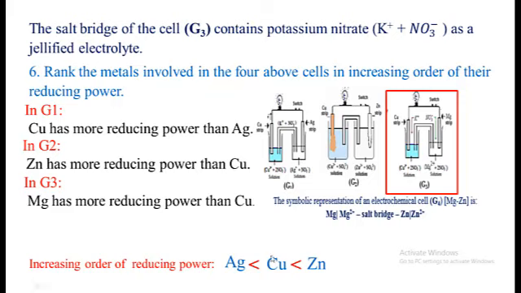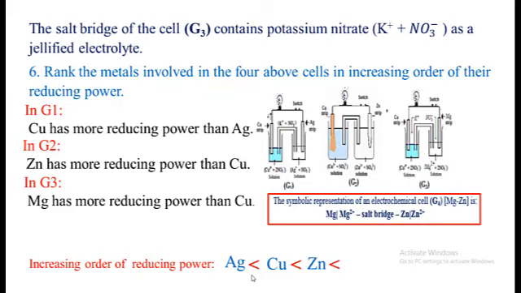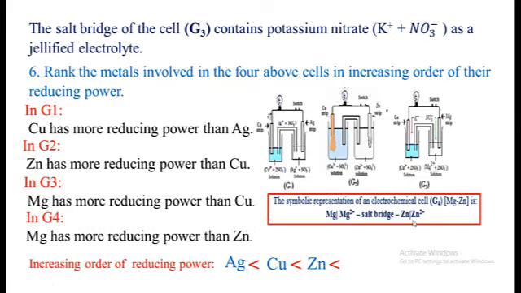We should take into consideration now G4. G4 is between Mg and Zn. The representation starts with Mg, which is the anode, and ends with the cathode. So Mg is the anode here and Zn is the cathode. Mg has more tendency to lose electrons than Zn. So we can put it at the end of the axis.